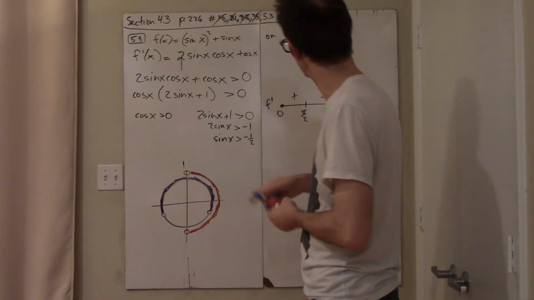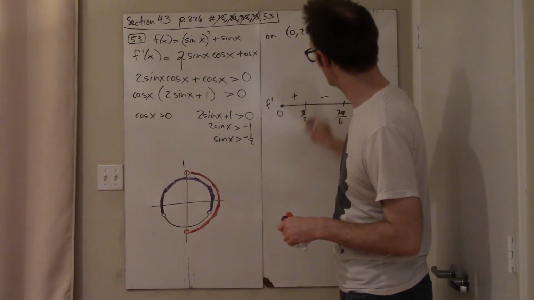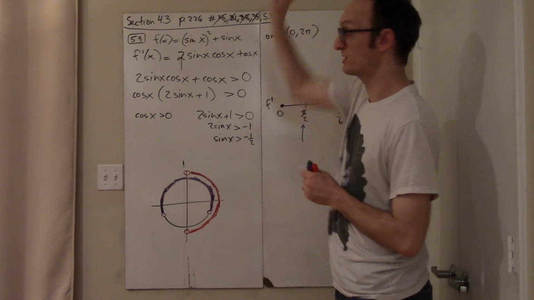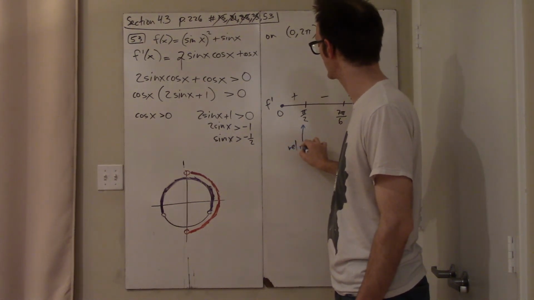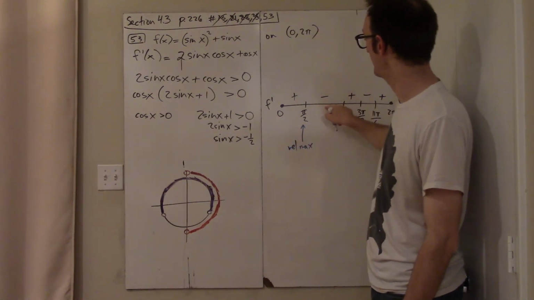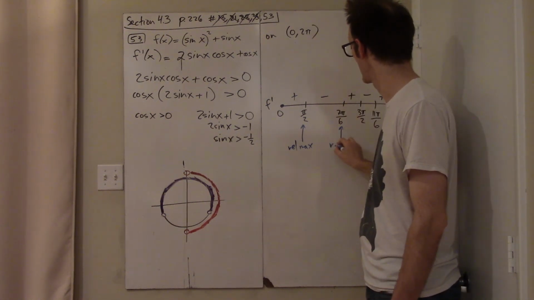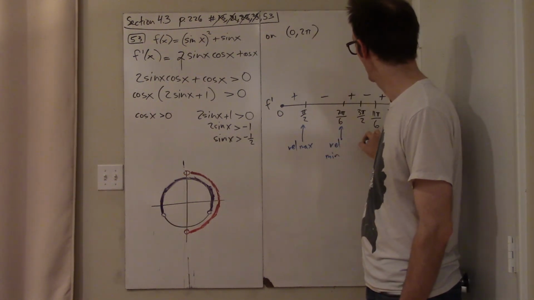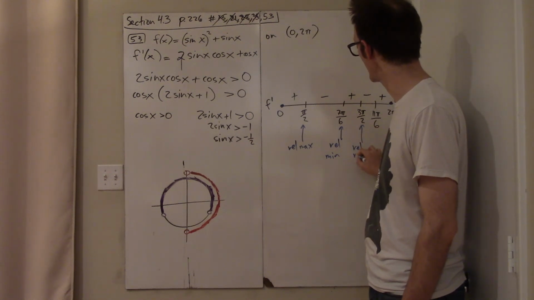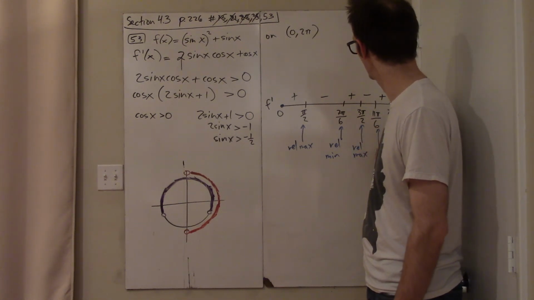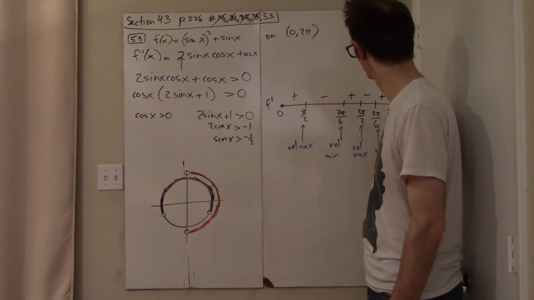Okay, I don't feel like writing this, but here at x equals pi over 2, this function is increasing and then decreasing, so we're going to have a relative max. Here it's decreasing and then increasing, so we're going to have a relative min. Here we're going to have a relative max, and here we're going to have a relative min.